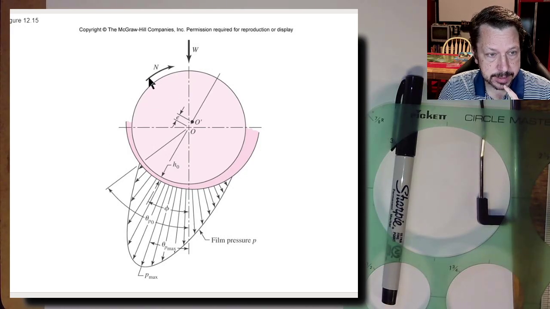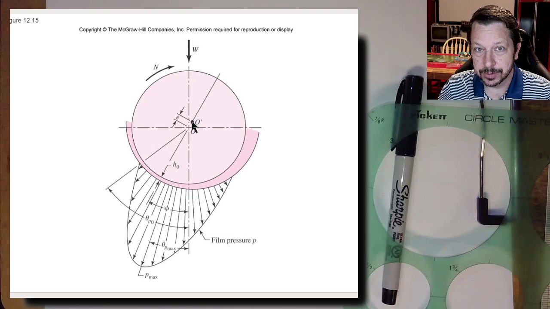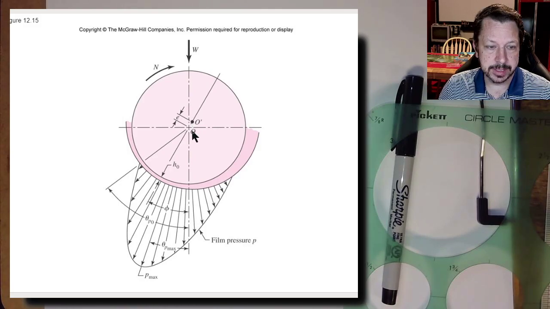Here you can also see the angle of rotation. So this shaft would be spinning clockwise, and it's actually shifted over to the left a little bit. So here, this O prime, that would be where the center of a concentric journal would be if the journal was concentric in the bushing. This is its original location, and you can see it's dropped down and to the left a little bit when it's spinning clockwise. If it spins counterclockwise, then it would drop down and to the right.